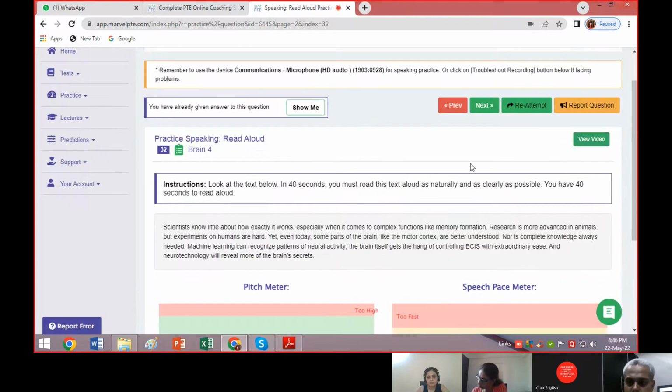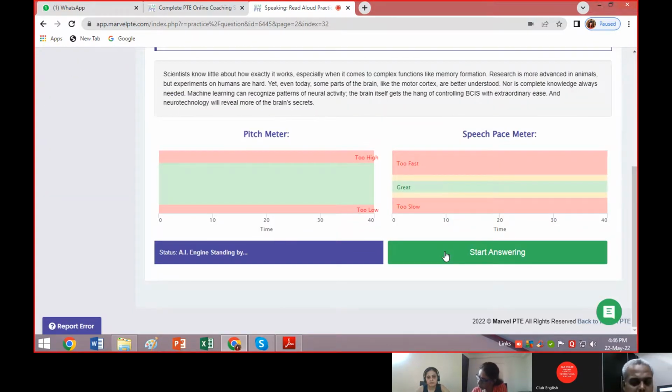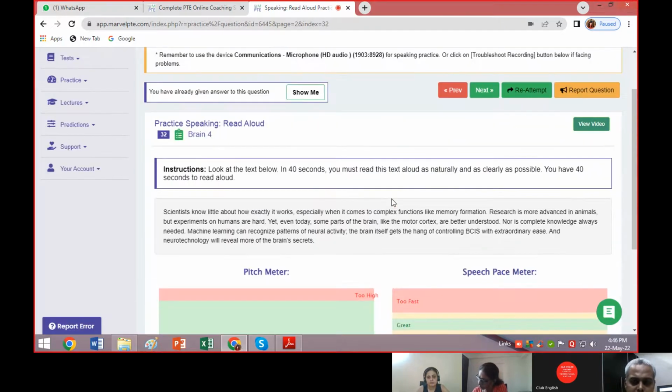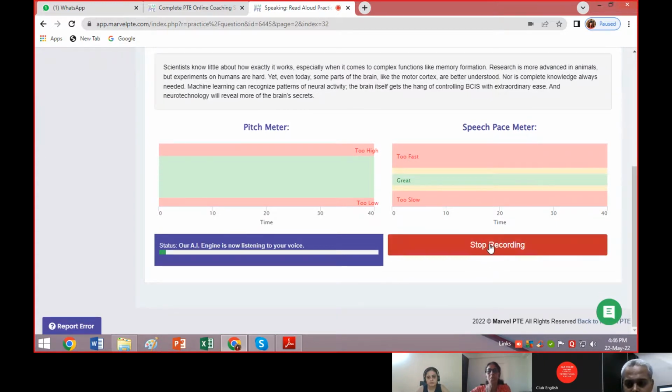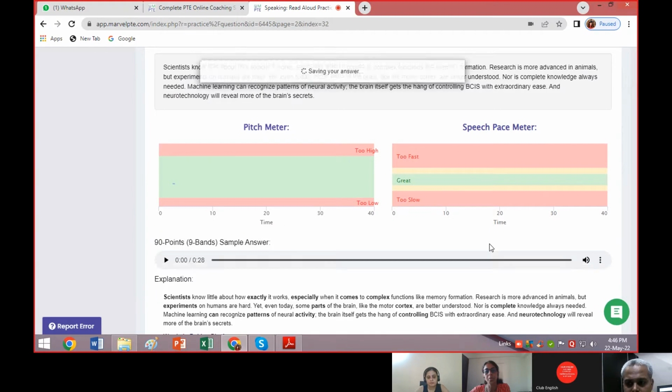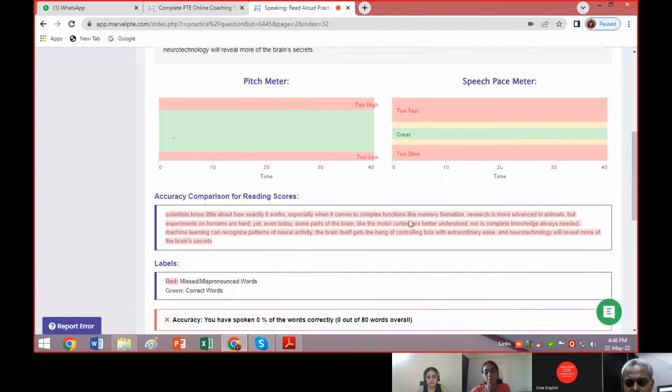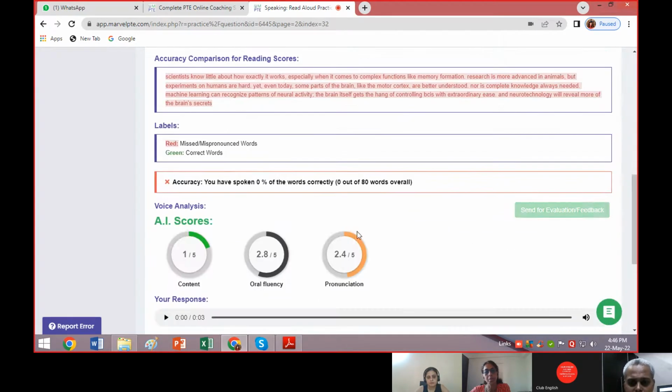So now they'll be doing it by attempting it again, starting the answer. When 90% is there, then you'll say, okay, now it's done, and now you can send it for feedback. So you'll click the button to send it for feedback. Like this, you'll stop the answering, and then after saving it, see, all is red. So I have not done anything. It is 0% spoken. So the send for evaluation or feedback button will appear, and you have to press it.